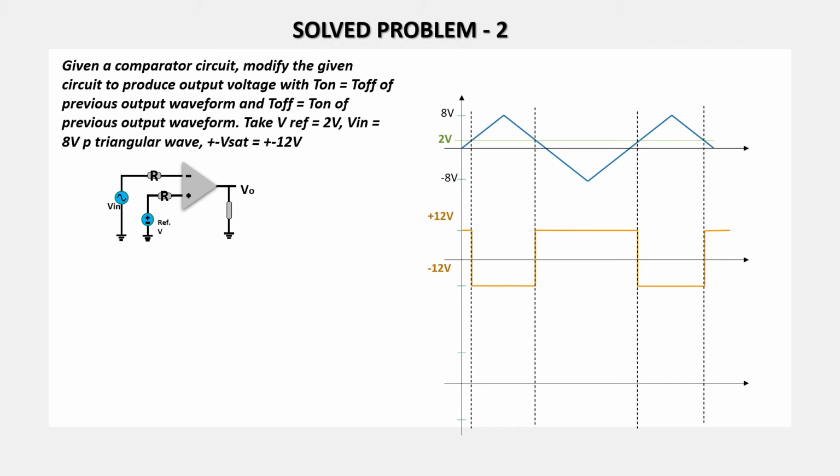The desired output waveform is as shown. Now, to invert T on and T off, what should we do? If you are watching this video carefully, you would have noticed that the output of the inverting comparator and the output of the non-inverting comparator, when both the V references are the same, are exactly 180 degrees out of phase. We know that the given comparator is an inverting comparator, so if we convert this to a non-inverting comparator, we will get the desired output.